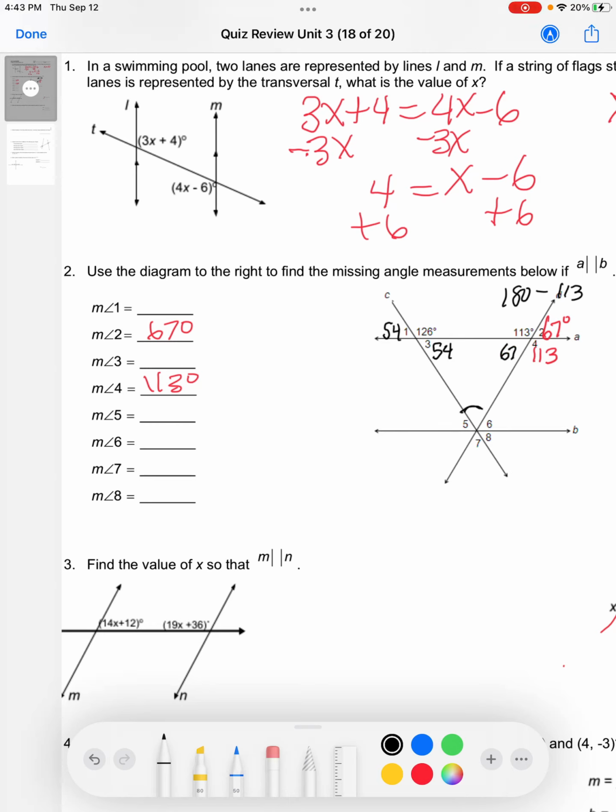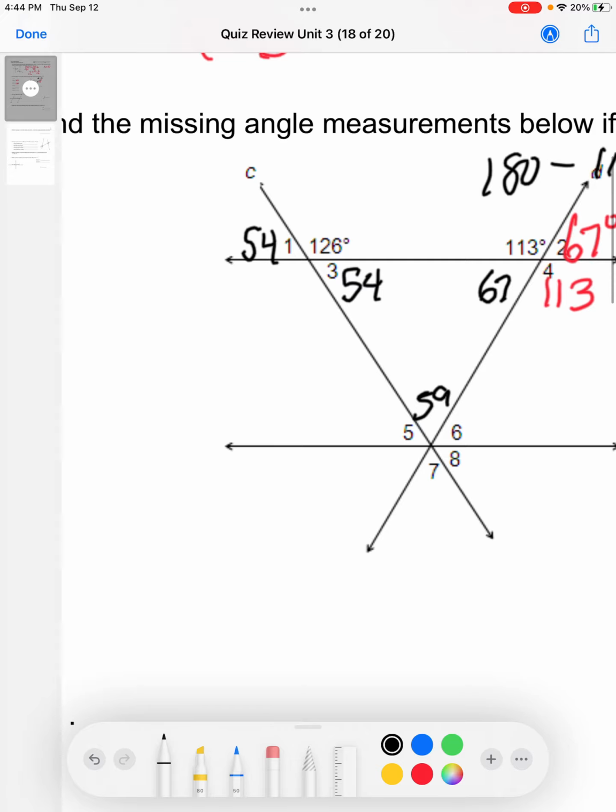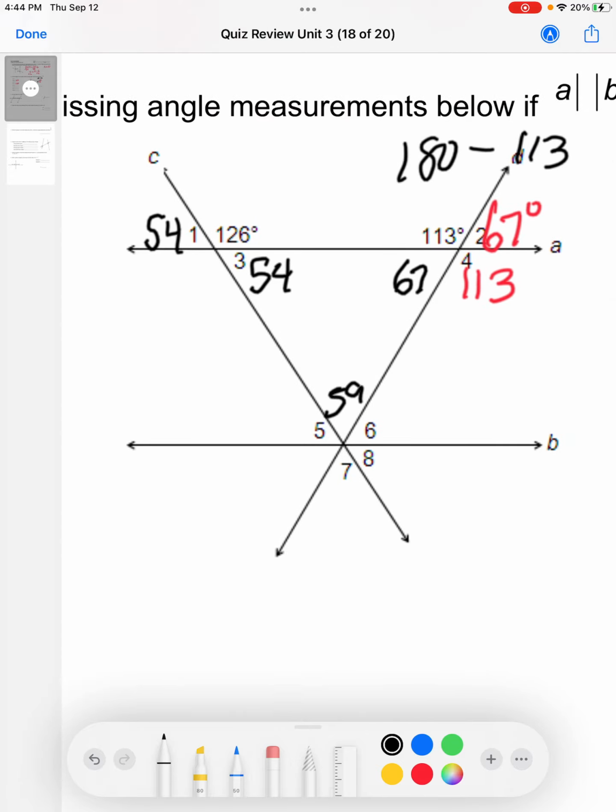To find this angle, I do 180 minus 67 minus 54, because this is a triangle. So 180 minus 54 minus 67 is 59 degrees. Let's see if I can make it a little bit bigger. If that angle is 59 degrees, angle 5 is going to be 54 degrees because angle 3 and angle 5 are alternate interior angles. So that makes this 54.